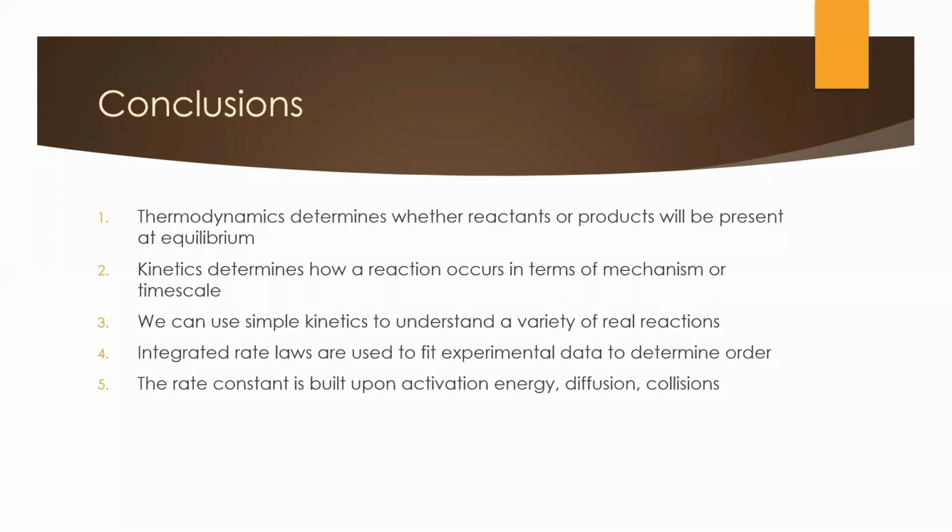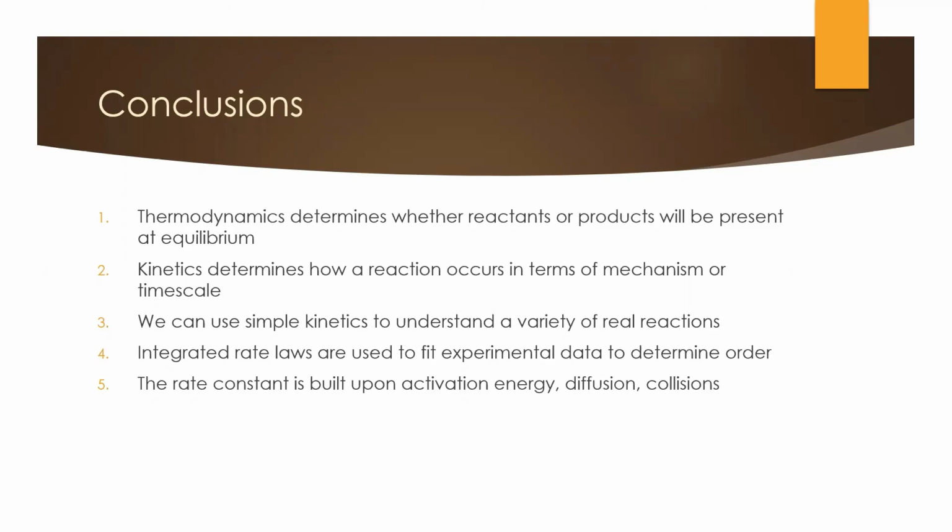To conclude our basics of equilibrium here, the thermodynamics that we can use determines whether reactants or products will be present in equilibrium, but we need the kinetics, the reaction mechanisms, to describe how a reaction occurs with time or in terms of the mechanism of that reaction. We can actually use pretty simple kinetics to understand a variety of real chemical reactions. We'll see in the next lecture how we can extend this to more complex reactions.